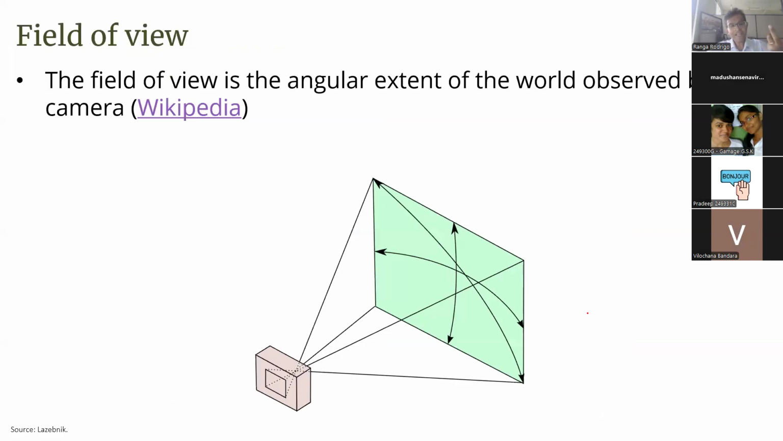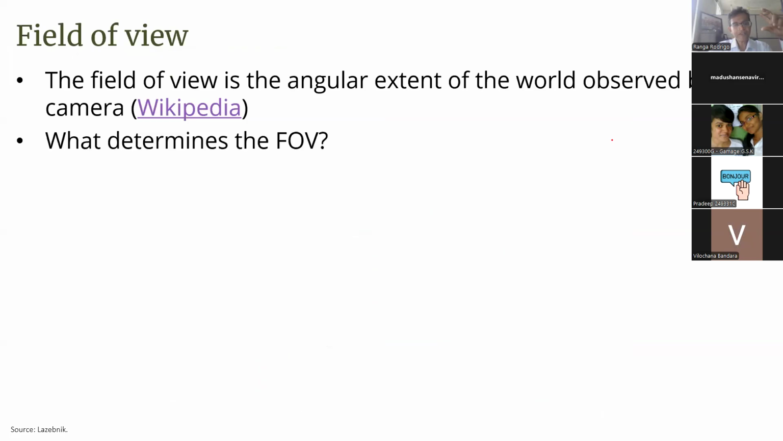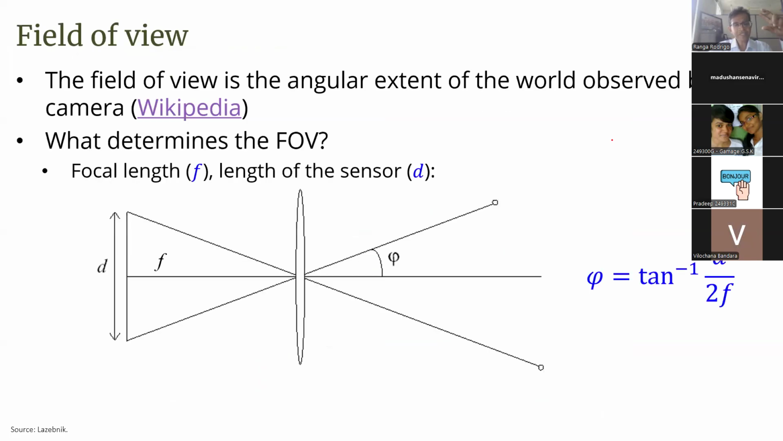Okay, then there's a thing called field of view, how much area the camera sees. Field of view is the angular extent of the world observed by the camera. What determines the field of view? Actually, it is the tan inverse. You can see this angle is what we need to measure. This angle is tan inverse of d by 2 divided by f, right? So this angle, d.